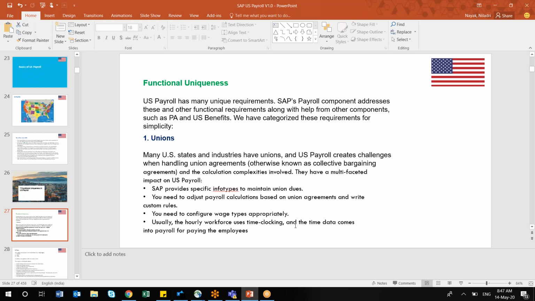Exactly. They don't want a situation whereby the implementation of the project is now causing issues with the already agreed collective agreements. Yeah, true. So it's always a big challenge for change management. Yes, change management plays a bigger role there. Yeah. So I think in the US also the same thing is there.